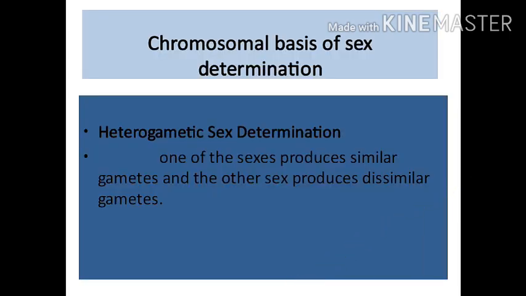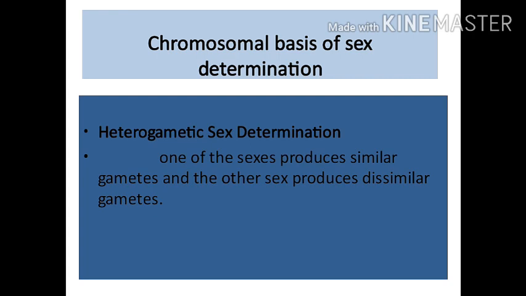Now coming to the chromosomal basis of sex determination, one sex will be producing similar gametes and the other sex will be producing dissimilar gametes. This is the chromosomal basis of sex determination, the heterogametic sex determination.